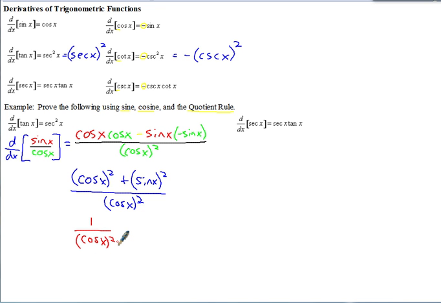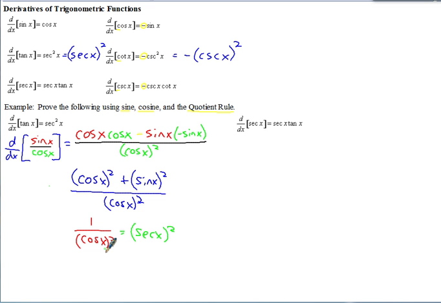And 1 over cosine is the same as secant. And this is 1 over cosine squared, so that would be the same as secant squared. So that proves that the derivative of tangent actually is secant squared. So if you did forget this one, you could derive it this way. But to be more efficient, we want to have it memorized, the derivative of tangent is secant squared, so we don't have to go through this process every single time we need the derivative of tangent.